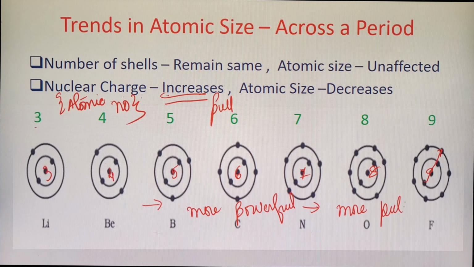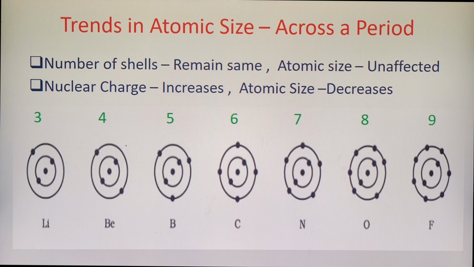The moment the pull happens, what will happen to the atomic size? The atomic size will start decreasing. Have I made myself clear, children? So here it is remaining unaffected. We cannot decide. Whereas when we go across a period from left to right, as the nuclear charge is increasing, the nucleus is more powerful. More power means with more force it will try to pull the electrons. And so what will happen to the atomic size, children? The atomic size will start decreasing.